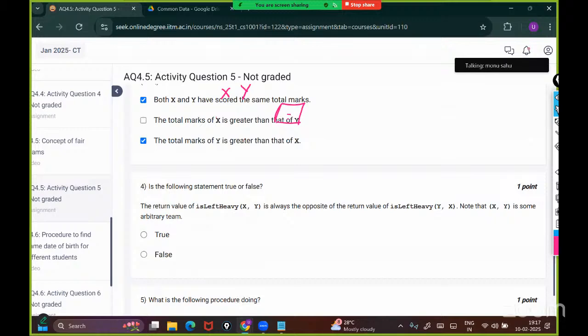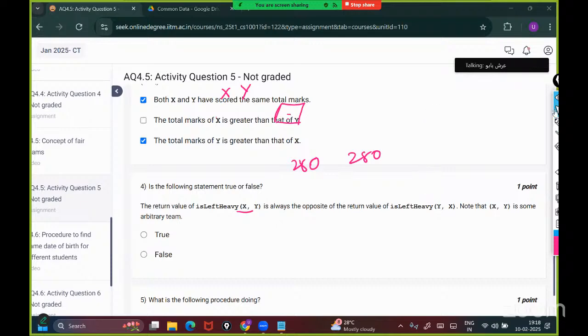What if both have scored equal marks? No, ma'am, it depends on the value. It could be or it could be not, which means we cannot say always. Yeah, it can be, but it's not always, because imagine both people have scored equal total 280. So in that case, isLeft will give me the value as true or false.